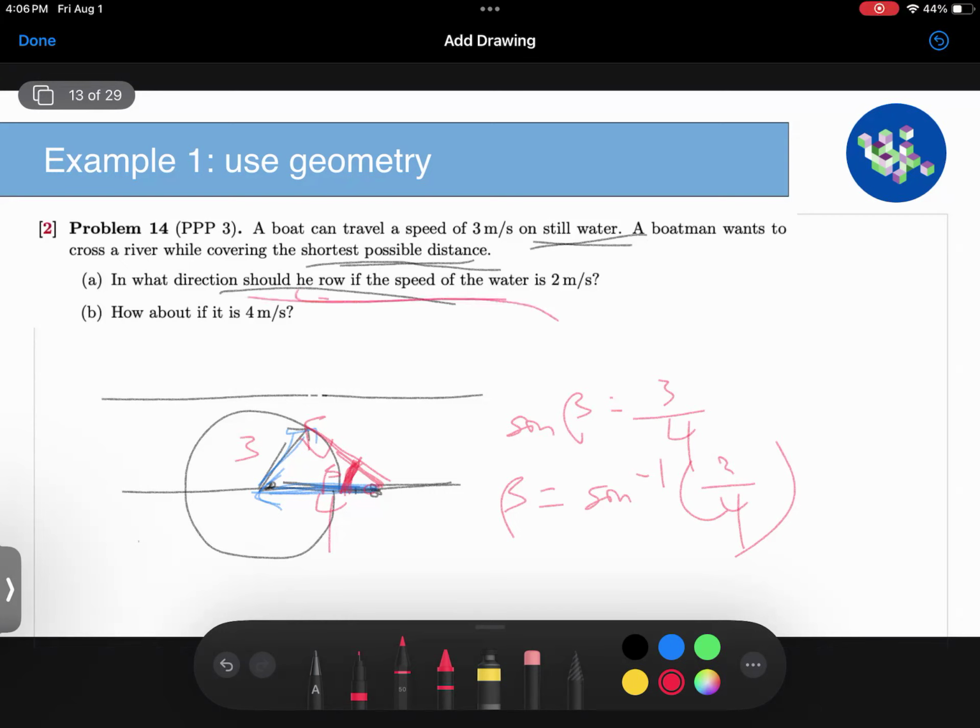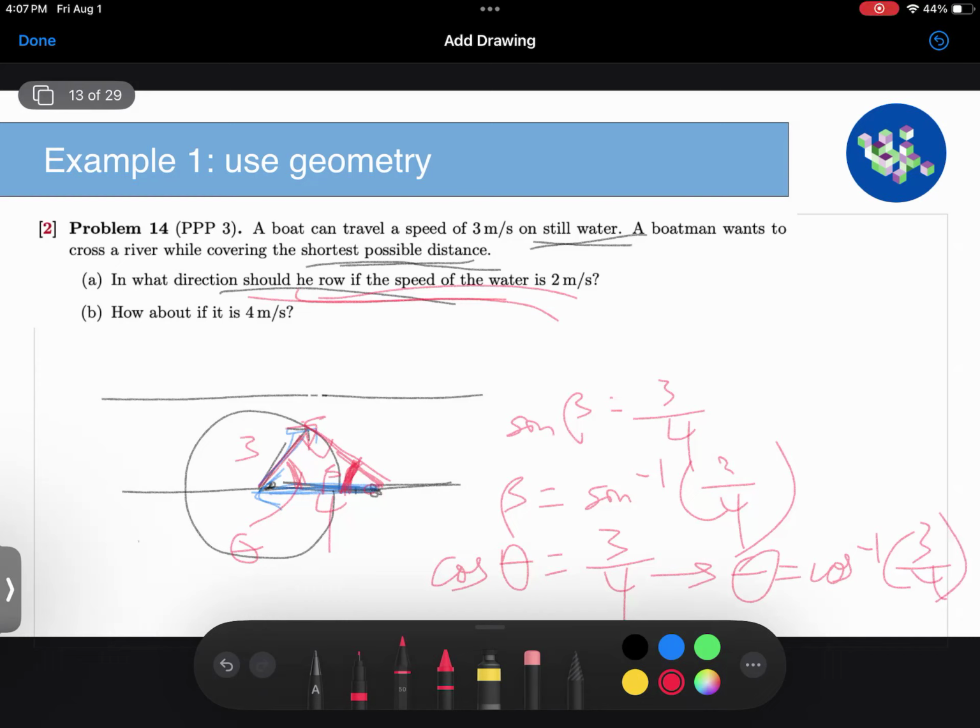That's going to be the direction of the final net velocity. If I want the direction we row, it should be this angle over here. This angle, which we'll call theta, we have cosine theta is equal to 3 over 4. So here we have theta equals cosine inverse of 3 over 4, and that's our answer for part B.